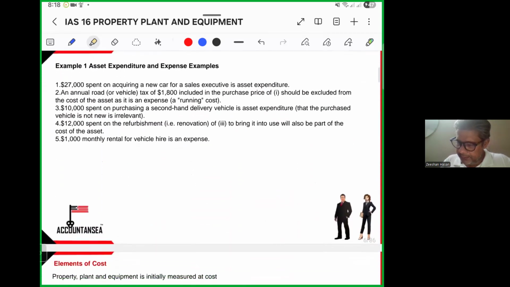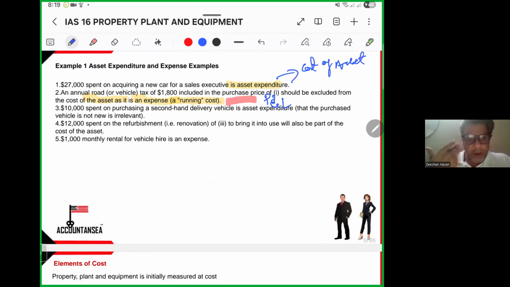Now, for example, expenditure and expense examples. For example, $20,000 spent on acquiring a new car for a sales executive is an asset expenditure. An annual road or vehicle tax of $1,800 included in the purchase price should be excluded from the cost of the asset, as it is an expense and a running cost, so it will go to the profit and loss account, while the rest will be included in the cost of the asset.